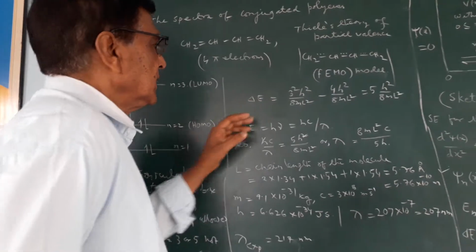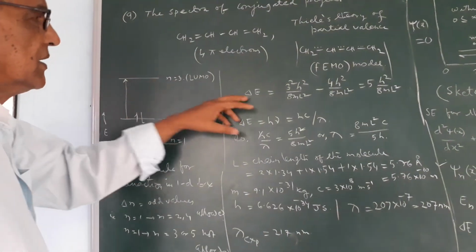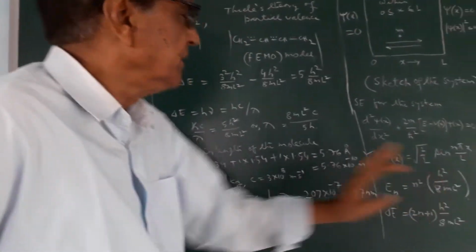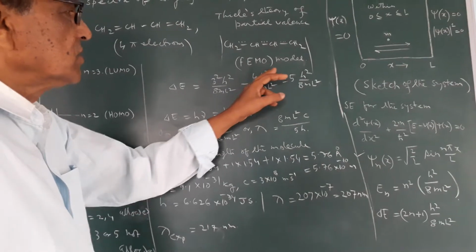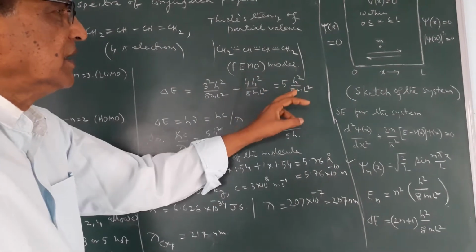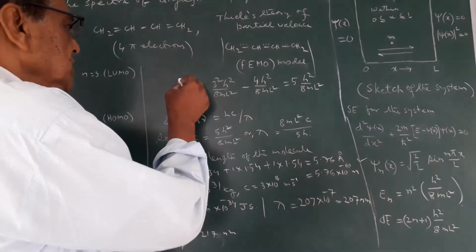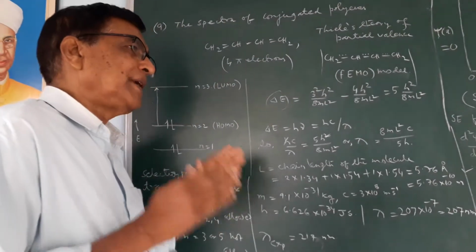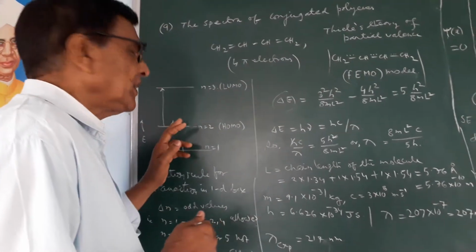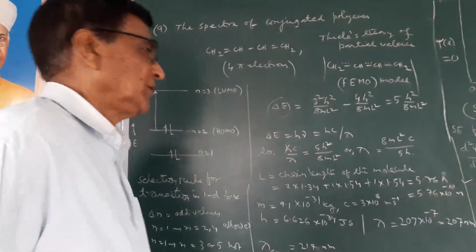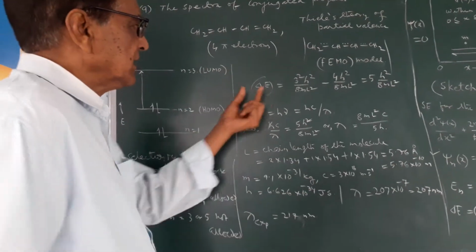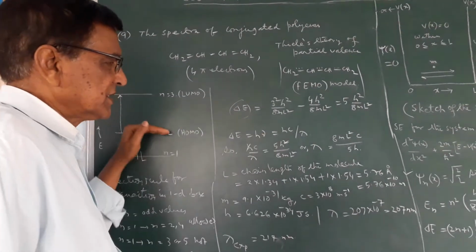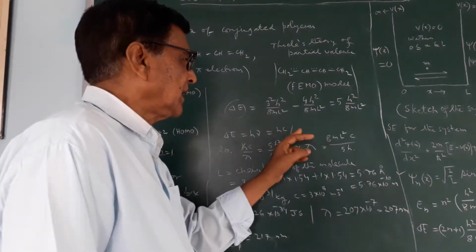The energy difference delta E between these two levels, I can write according to this formula, as 3 square h square by 8 m L square minus 4 h square by 8 m L square, equal to 5 h square by 8 m L square. This energy is to be supplied by the absorption of a photon. One photon will be absorbed to transit one electron of one molecule, highly selective in nature. So delta E will be equal to h nu, the energy of this photon, and nu equal to c by lambda.